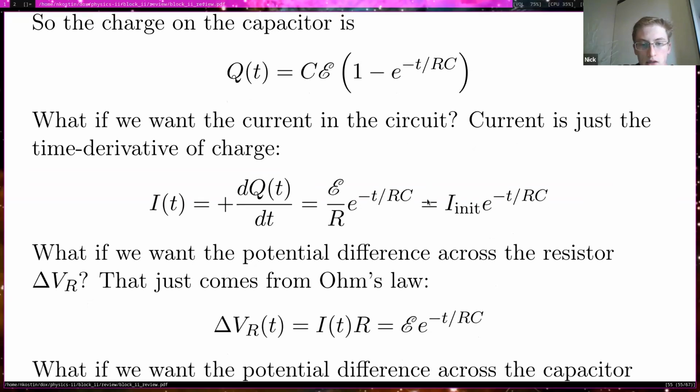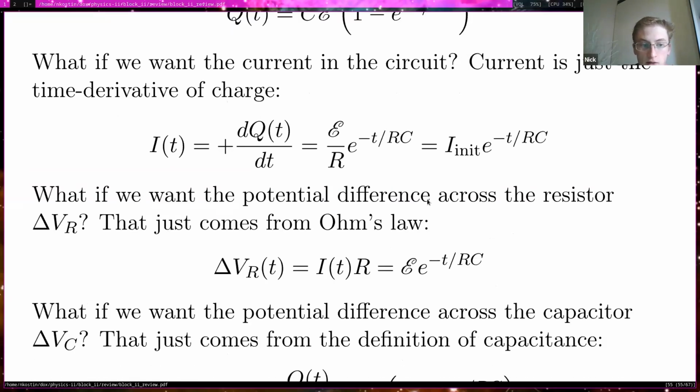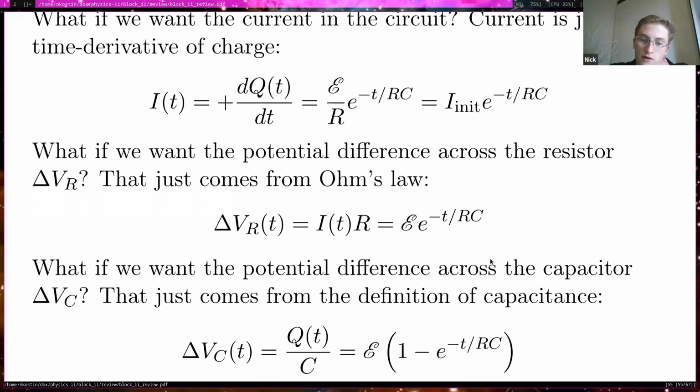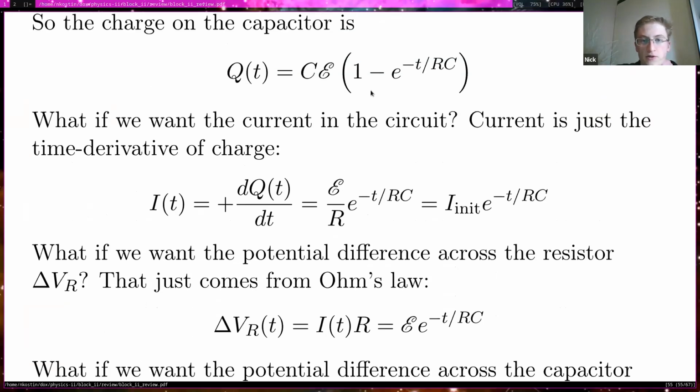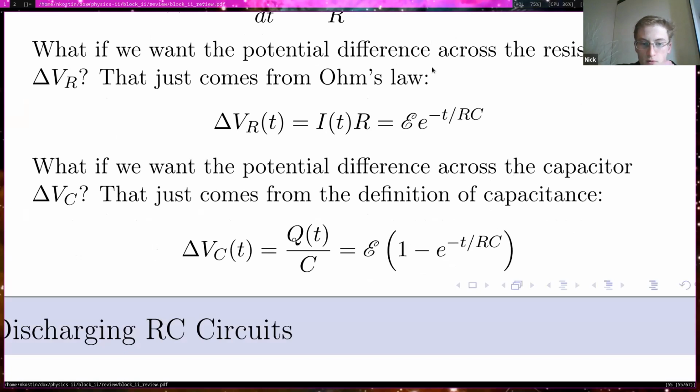If I wanted the potential difference across the resistor, delta V sub R, that's just Ohm's law. I can always apply Ohm's law to resistors and say the voltage drop across the resistor is I times R. I already have a function for the current, so I just multiply it by resistance. And if I want the potential difference across the capacitor, I can invoke the definition of capacitance, which is Q over delta V. If I rearrange that to solve for V, delta V is equal to Q over C. I already have an expression for the charge on my capacitor, the equation I started out with. So the voltage across that capacitor is just that charge equation divided by C.